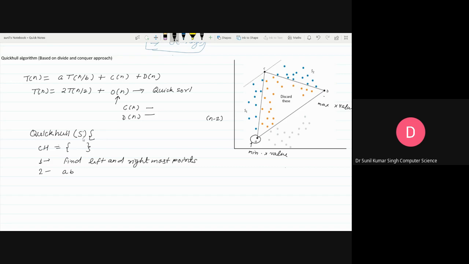Because we have considered 2 points already, A and B. So this line AB divides the remaining N minus 2 points into two parts, right?